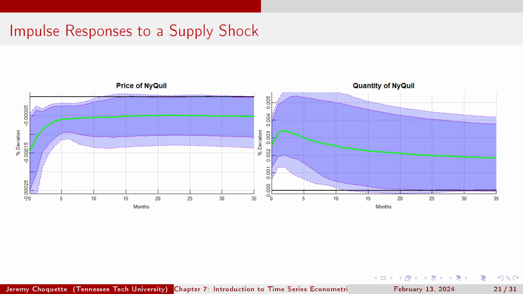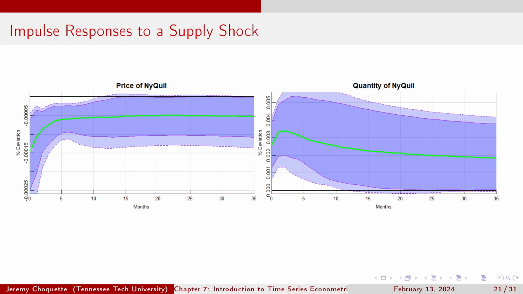So here, the maximum deviation is what, 0.0001, probably 4% or something like that. And then here, the maximum deviation is probably 0.0035%, because that's the peak, right? This is the peak here. This is the peak here.